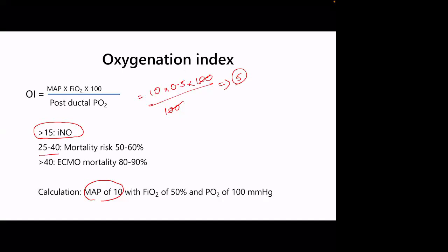And if it goes to 20 to 40, the mortality risk is around 50 to 60%. And if it goes beyond 40, the mortality risk is 80 to 90%, and it is the time to consider ECMO if indicated.